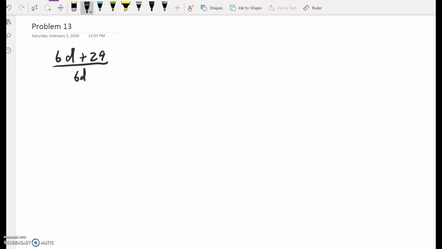Hi Sarah, the short answer to your question is that this entire sum, the 6d and the 29, are both being divided by 6d. So if you just cancel the 6d's, you're losing out on the fact that the 6d is also dividing into the 29. So generally speaking, we just leave this alone because there's nothing really that we can do.